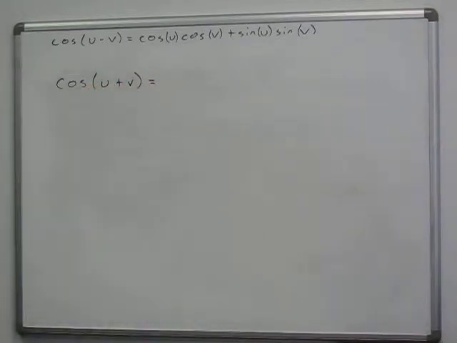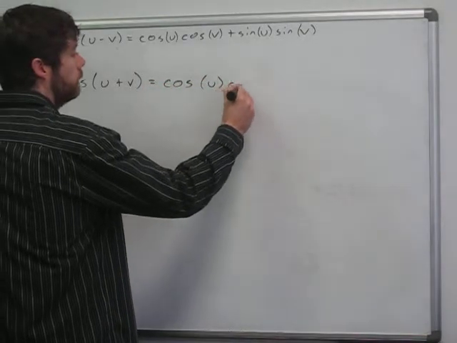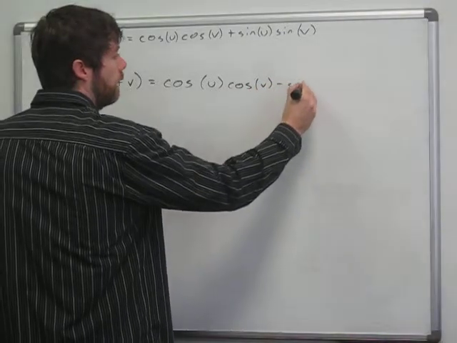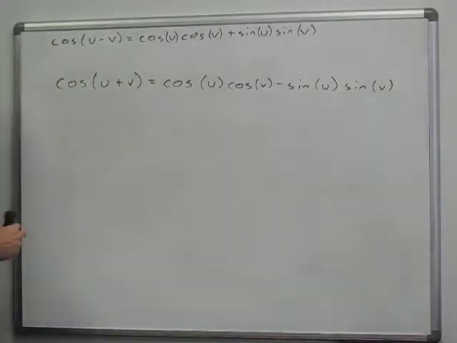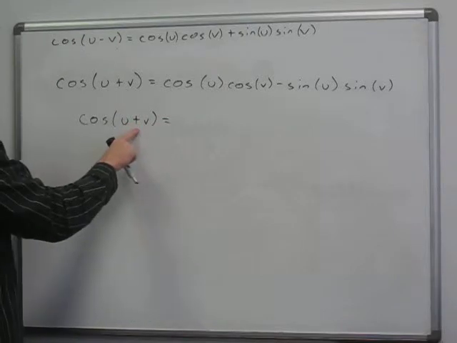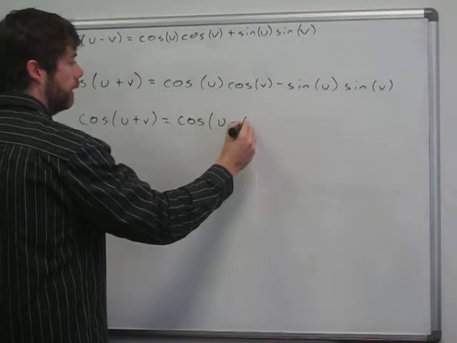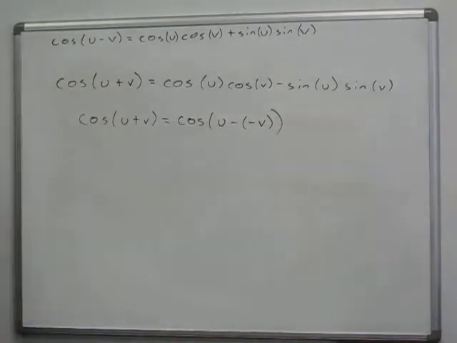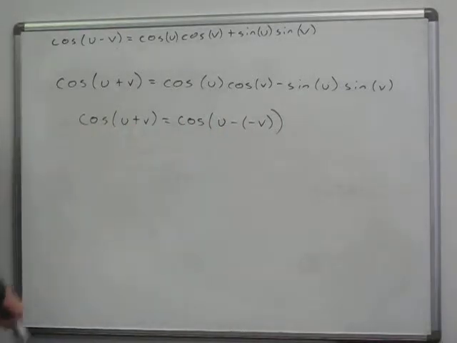So for instance, the angle sum formula for the cosine is given as cosine u cosine v minus sine u sine v. And I'd like to derive this formula based on the difference formula. So the trick is simply to rewrite this angle sum as an angle difference, namely the cosine of u minus a negative v. U minus a negative v is the same as u plus v.